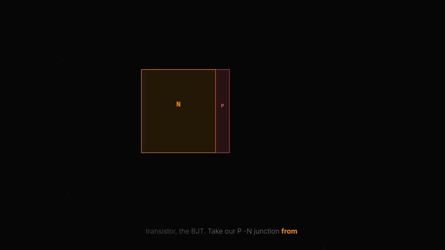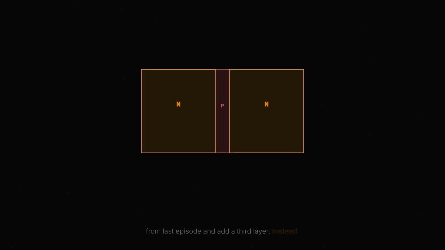Take our PN junction from last episode and add a 3rd layer. Instead of 2 layers, N and P, you now have 3. N, then P, then N. 2 junctions back to back. Each layer gets a name. The first N layer is the emitter. The middle P layer is the base. The second N layer is the collector.